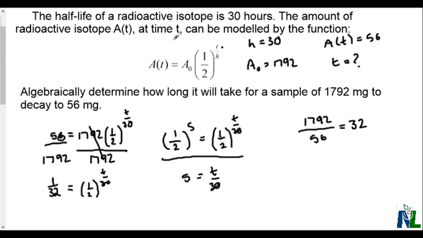Now since I'd like to solve for t, I'd like to multiply both sides of this expression by 30, meaning those will cancel on this side, and I'll obtain a time of 5 times 30, or 150 for t. Referring back to the problem, time is given in hours, so when they ask me how long would it take to decay, it's going to take 150 hours.